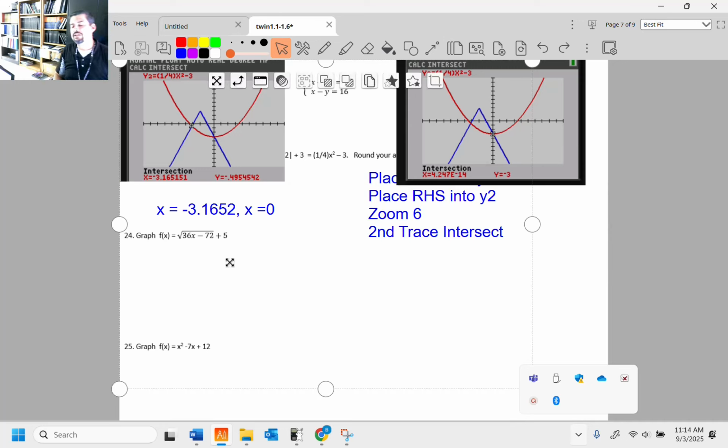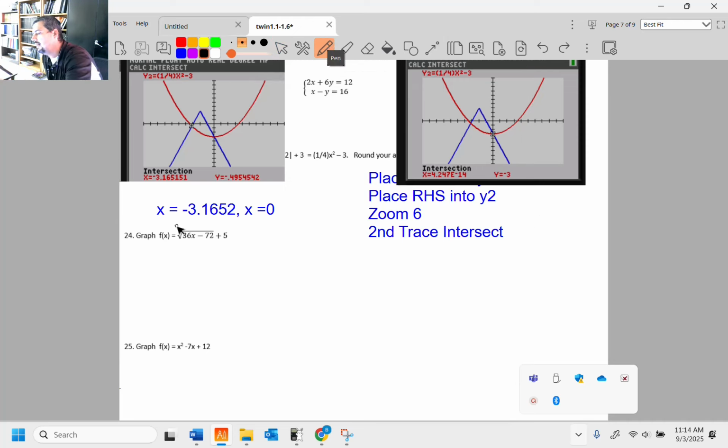Alright, graph f of x being the square root of 36x minus 72 plus 5. And we're going to do a little factoring first. We're going to pull a 36 from the inside and make that 36 times x minus 2 on the inside and then plus 5. We're going to take the square root of 36 and we're going to get a 6. So 6 square roots of x minus 2 plus 5.